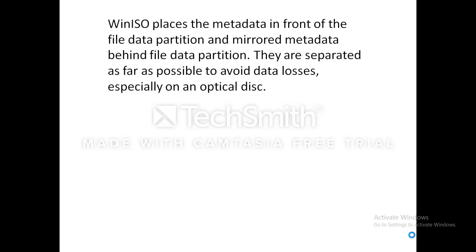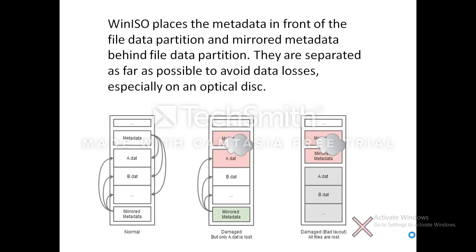WinISO places the metadata in front of the file data partition and mirrored metadata behind the file data partition. They are separated as far as possible to avoid data loss, especially on an optical disk. Let's see how it is. In this diagram, it is shown the normal layout of metadata. Next is damaged, but only A is lost. Next is damaged, that is a bad layout that cannot be used. Here all files are lost. So metadata is used for good performance of the file system.